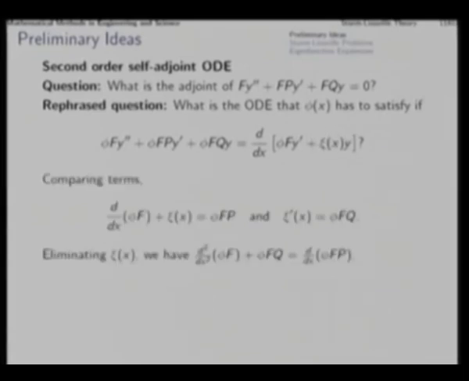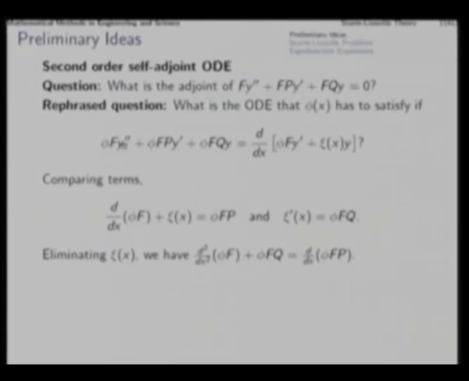So, we compare terms. The derivative of this is exactly the derivative of this. The derivative of this will involve two terms: one is xi y prime and the other is xi prime y. So, xi y prime must be equal to this. So, phi Fp must be equal to the, okay, this will produce another term for that matter.